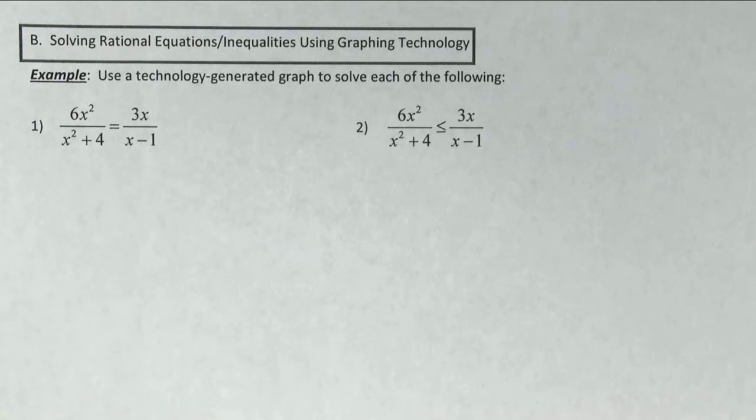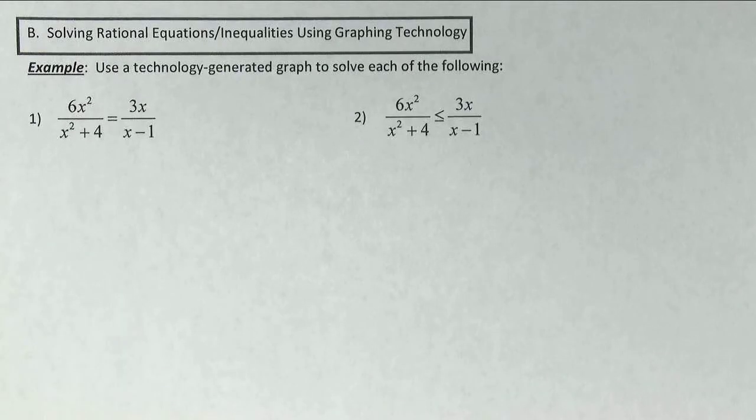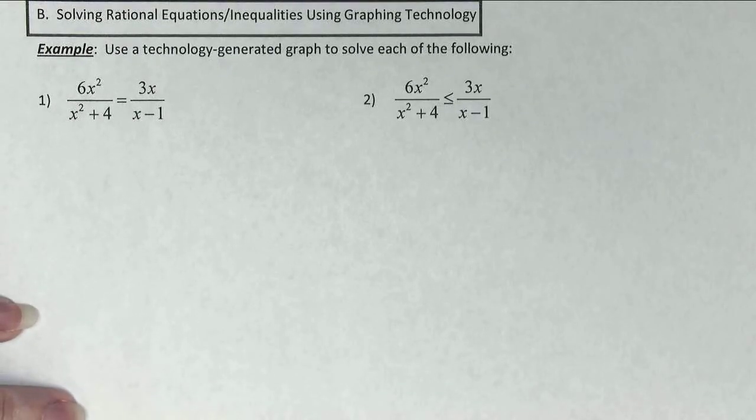This is section 4.5, part B. We'll take a look at using technology to help us solve rational equations and inequalities. As you see, these can be rather lengthy to solve by hand, and technology is a wonderful way to make the process go more quickly and also to help us ensure accuracy.